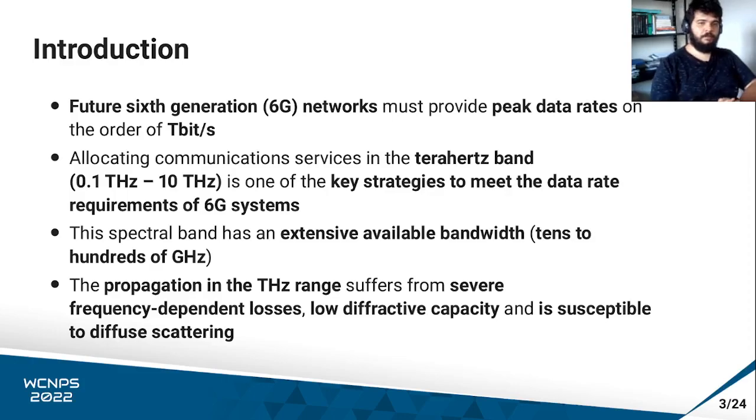The future 6th generation networks must provide peak data rates on the order of terabits per second. For this, the allocation of communication services in the terahertz band ranging from 0.1 terahertz to 10 terahertz is seen as one of the main strategies to meet the data rate requirements of 6G systems.